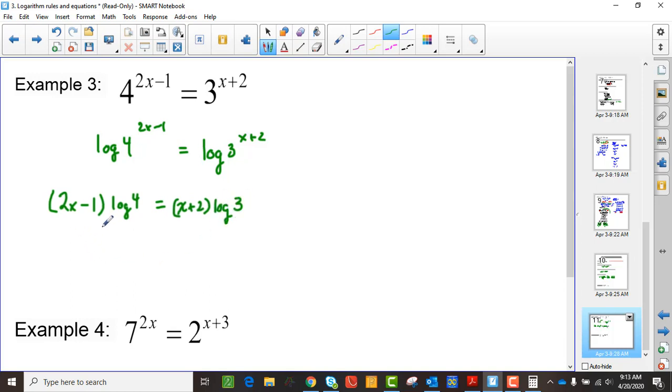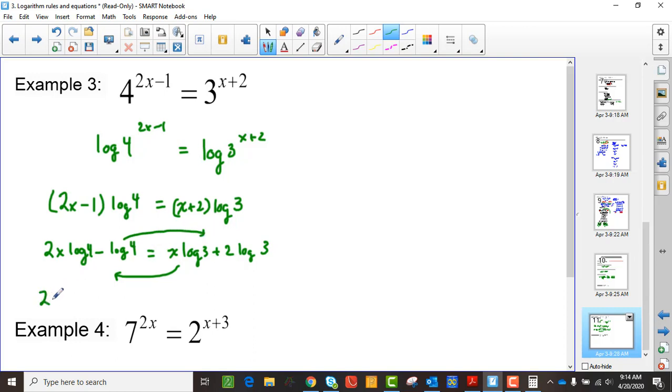All right, and then I'm going to expand. So I'm going to get 2x log 4 minus log 4 is equal to x log 3 plus 2 log 3. Keeping in mind that these are numbers. Log of 4 is a number. It's not a nice number necessarily, but it is a number. So I'm going to bring my x's together. So I'm going to bring my x's that way, and I'm going to bring the log 4 that way. So I'm going to get 2x log 4 minus x log 3 is equal to 2 log 3 plus log 4.